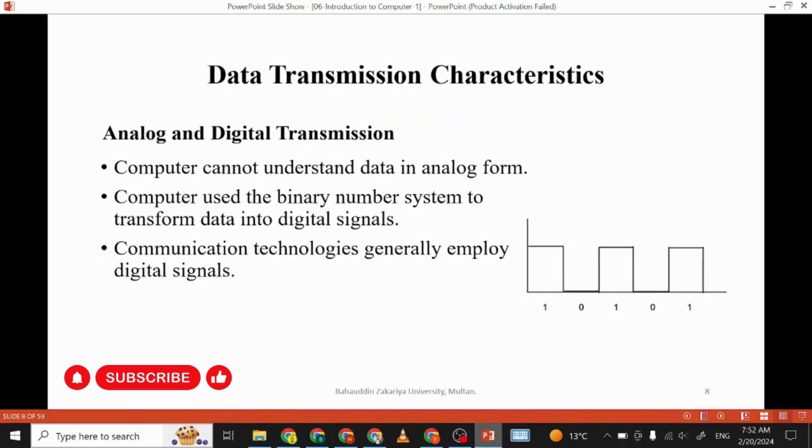Analog and digital transmission. Computers cannot understand data in analog form. Computers use the binary number system to transform data into digital signals. Communication technologies generally employ digital signals.